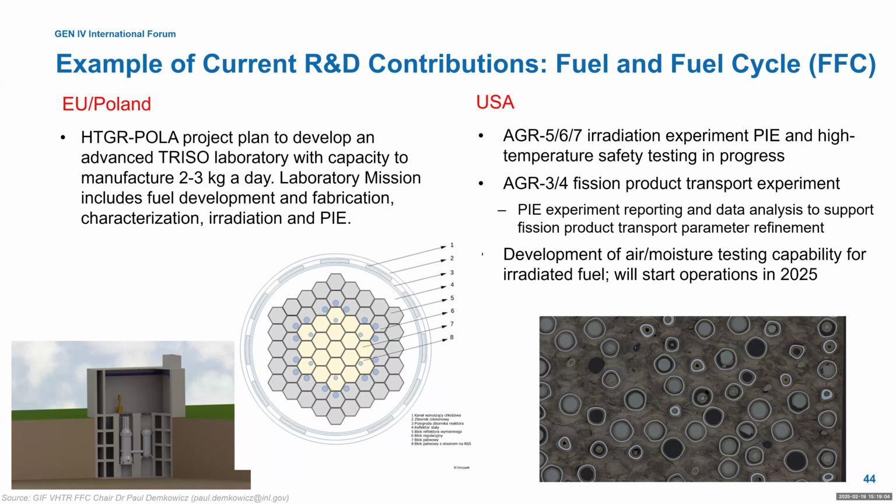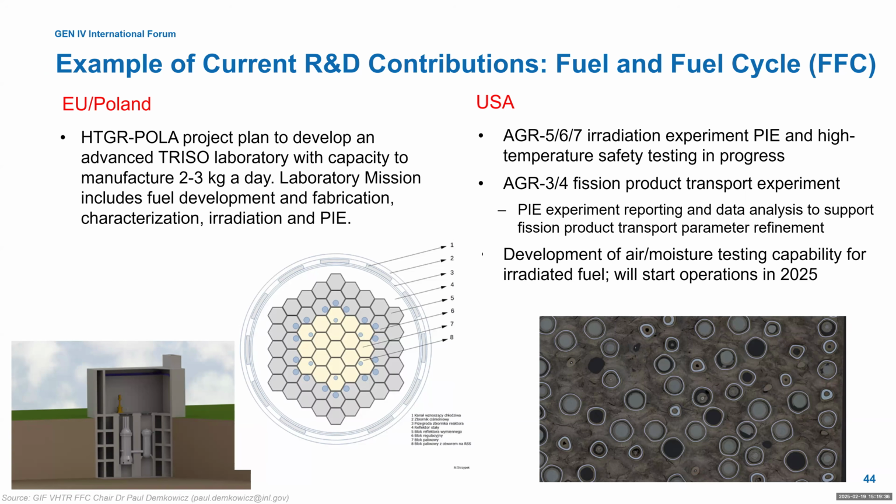In the US, we've had our long-running AGR TRISO experimental program. It's almost 2 decades old now. We're finishing up the final AGR-5/6/7 irradiation experiments and PIE this year and next. The high temperature safety testing up to 1800 degrees Celsius is currently in progress as well. For the earlier test series, AGR-3/4, the PIE is now completed, and we're collecting the data for dissemination.